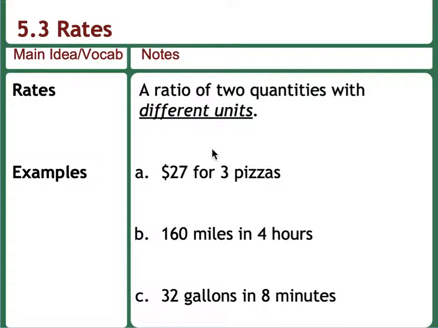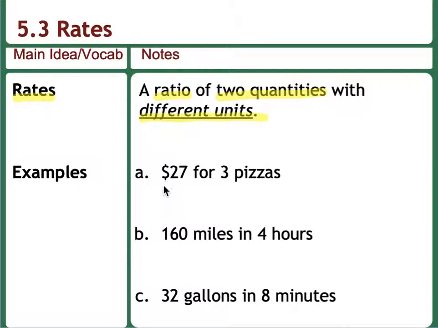Welcome everyone. Today we're going to talk about a special ratio, which is called a rate or rates. Rates are special in that they are ratios that compare two quantities that have different units. Now we've already seen some of these in our ratios. We just didn't call them rates. But we're at a point now where we can go ahead and identify these special ratios.